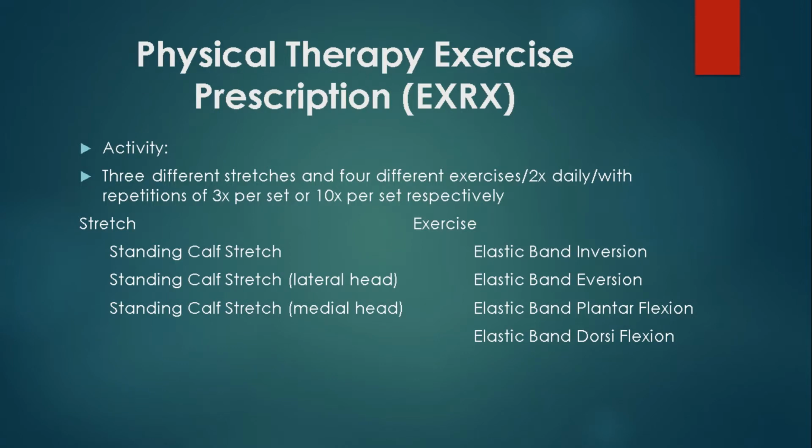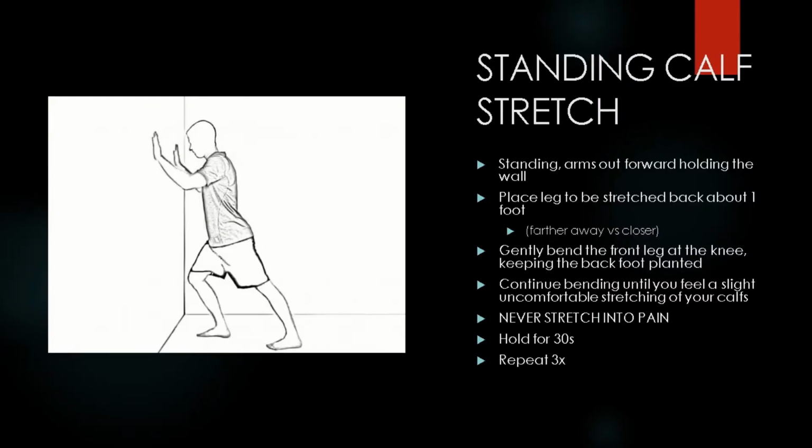We also have 4 exercises following that. They're all requiring an elastic band, which most physical therapy offices, if not all of them, carry, and they're relatively cheap to get a hold of. So we're really not looking at too much of a difficulty finding this particular tool for our exercise. So let's begin with stretches.